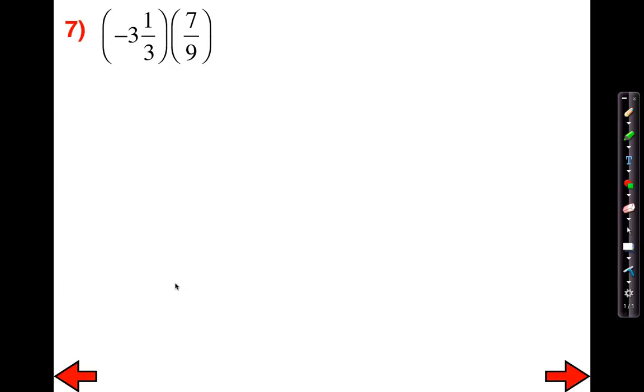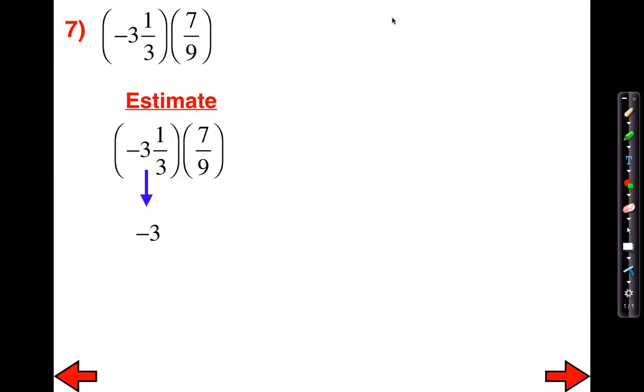So for number 7, again, you want to estimate. -3 1/3 is about -3. 7/9 is pretty close to 1. So -3 times 1 is approximately -3.